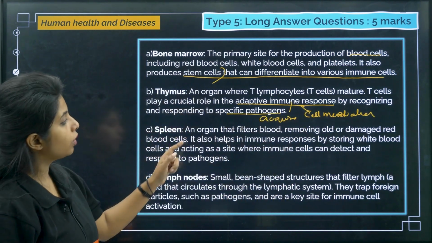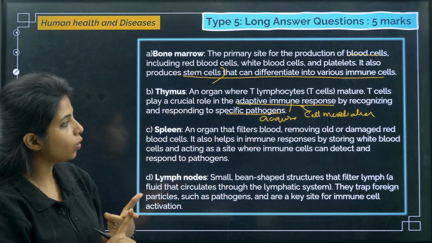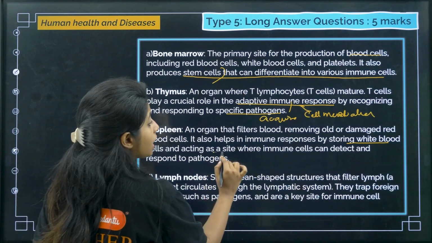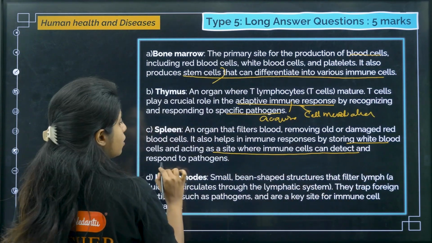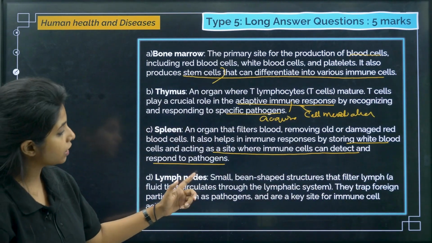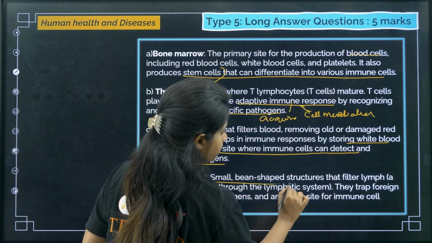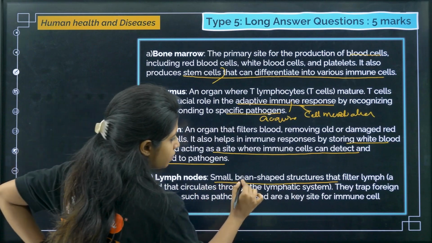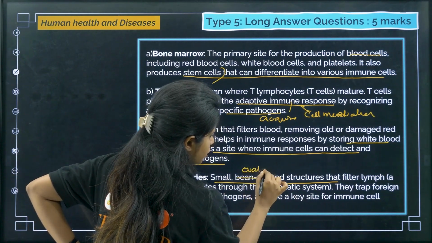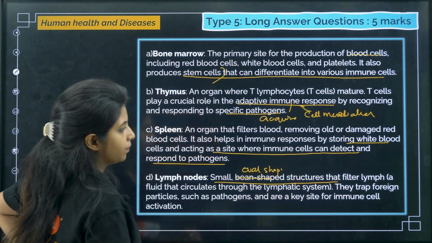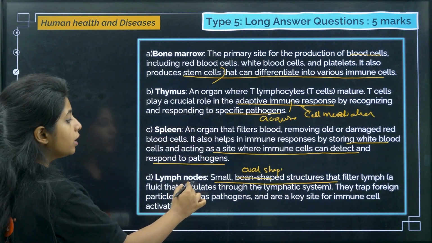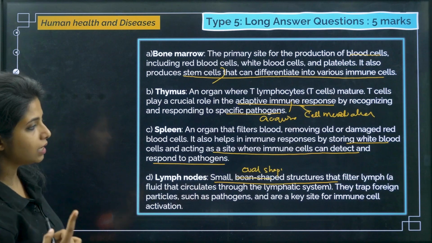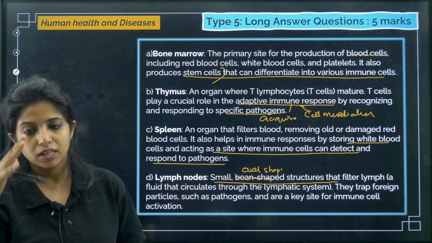Now spleen: an organ that filters blood, removing old and damaged red blood cells. It also helps in immune responses by storing white blood cells and acting as a site where immune cells can detect and respond to pathogens. Lymph nodes are small oval shaped structures that filter lymph fluid that circulates through the lymphatic system. They trap foreign particles such as pathogens and are a key site for immune cell activation. Just like that you have to explain.